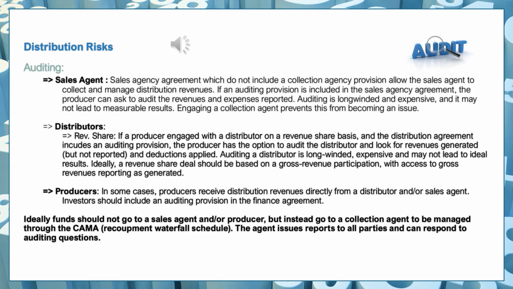When we talk about distribution risks, of course, there are also auditing risks. One is, as we mentioned earlier with the sales agent, when we don't have a collection agent in place, we end up having to audit them at some point, figuring out: are they reporting all the agreements that they made? Are they reporting the expenses correctly? Are these expenses actually related to my film, or not? In a situation like that, we deal with a long-winded auditing process, which is often very expensive. It's something to avoid, and again, you can avoid it by engaging a collection agent.